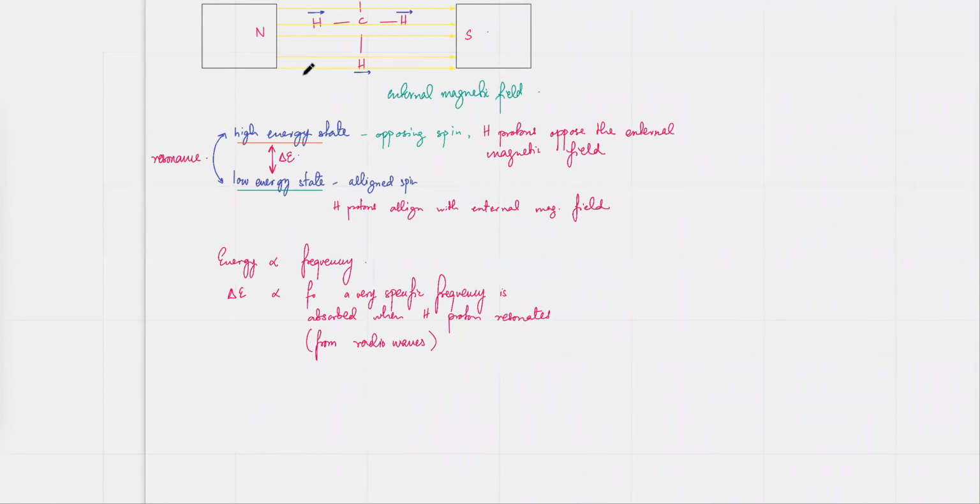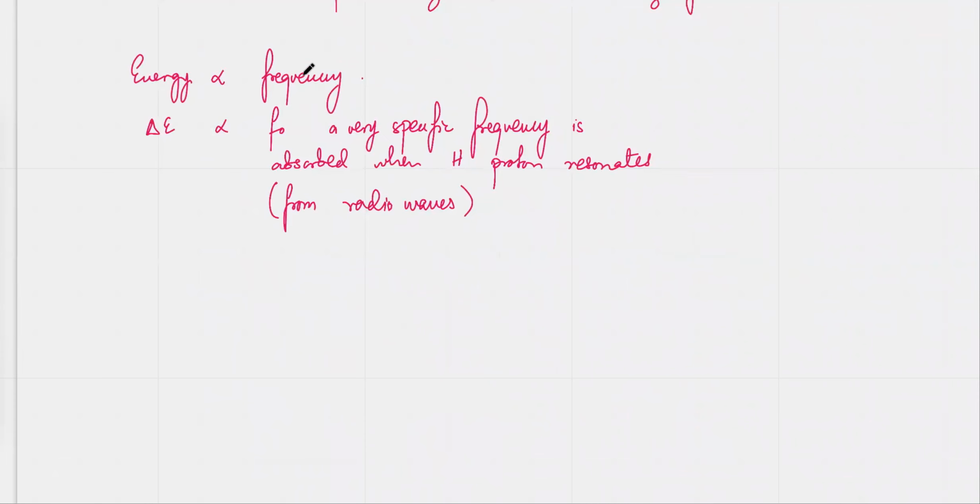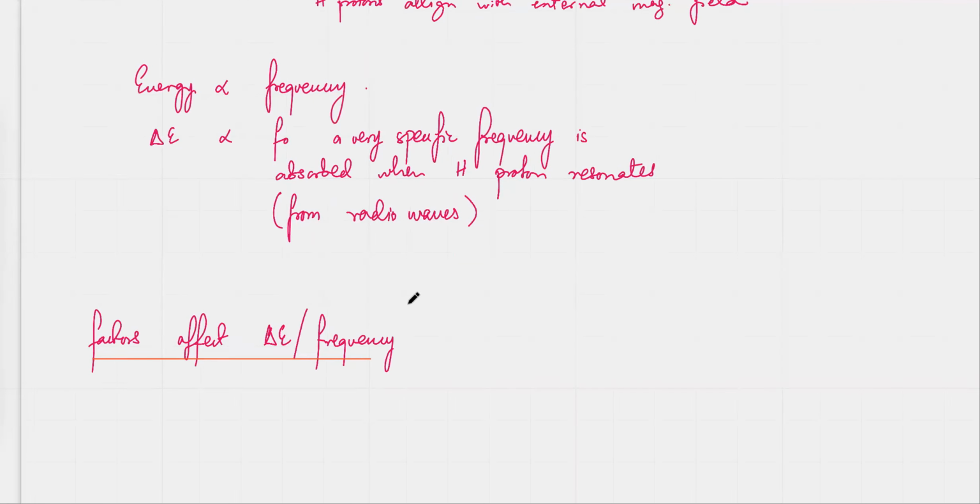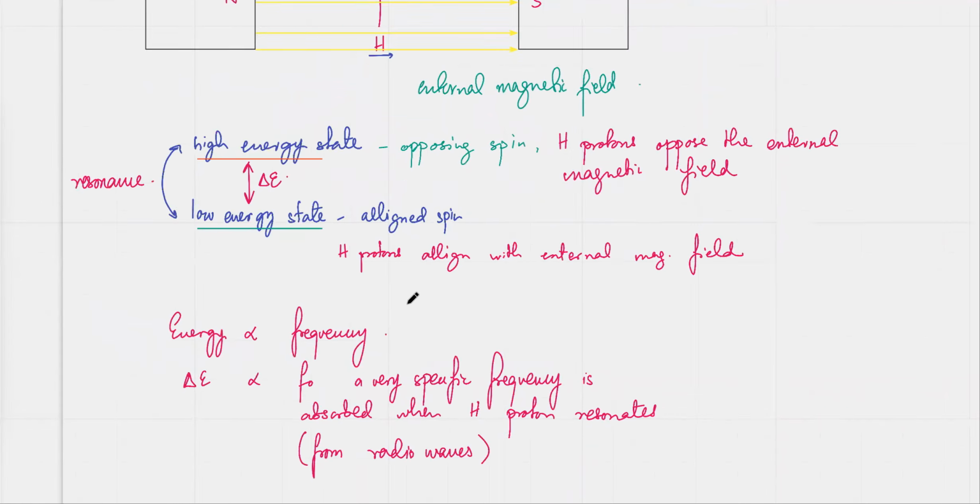So moving on, what does this delta E depend on? Factors that affect delta E. If delta E is affected, then the resonating frequency will also be affected. If the delta E becomes bigger, like it becomes more difficult for the atom to resonate, and the energy needed is a lot more, then the frequency absorbed would also be greater. So factors that affect delta E. So have a look over here.